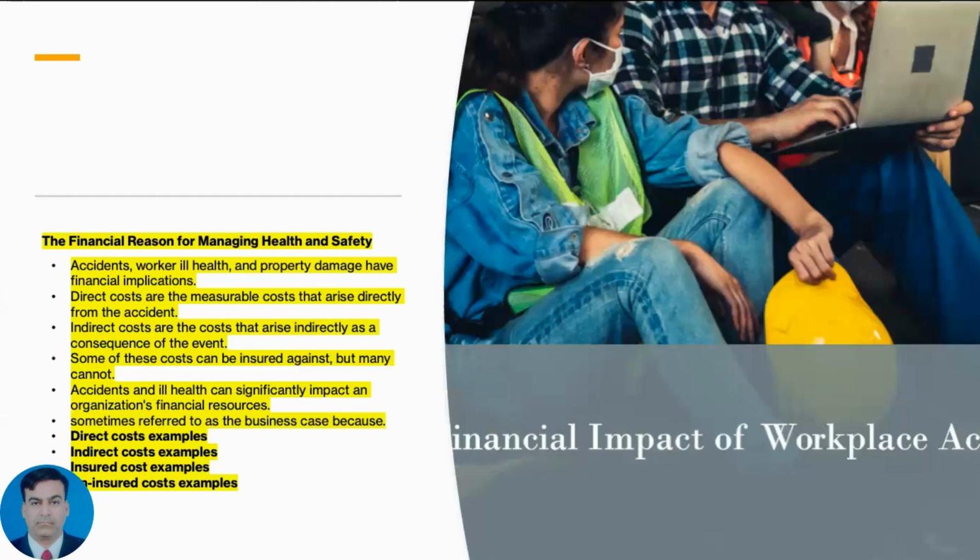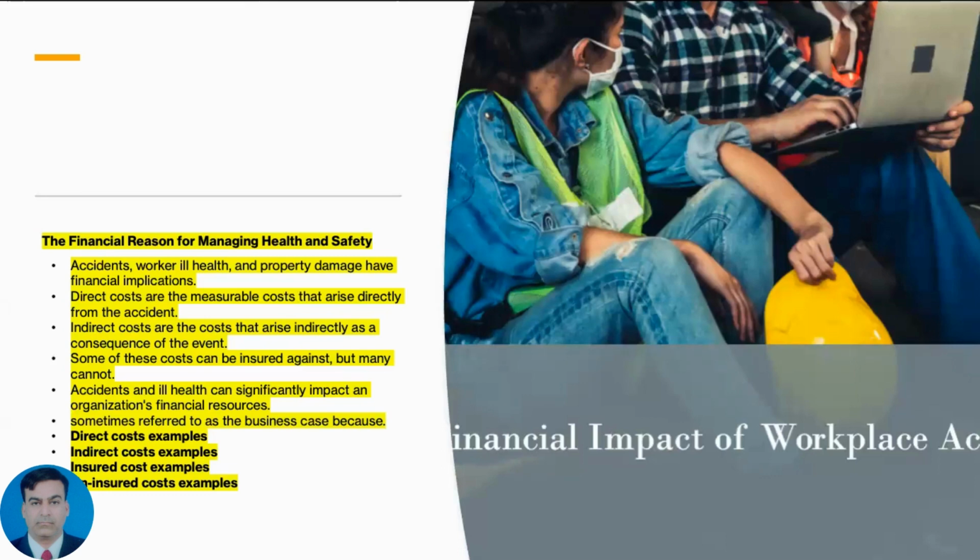Number five is lost production time. The financial impact of the downtime or reduced productivity caused by the accidents or incidents, including the time required to investigate and address the issue. Number six is overtime cover for the injured person. Additional costs associated with hiring temporary workers or paying overtime to cover the workload of an injured employee.